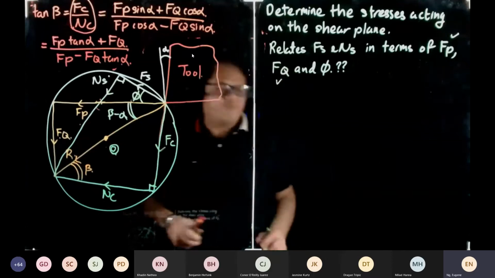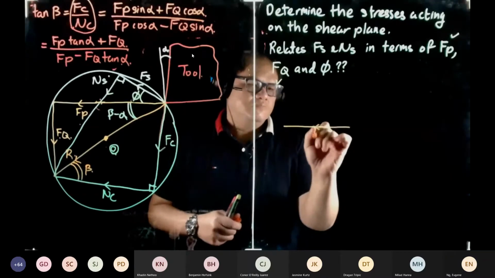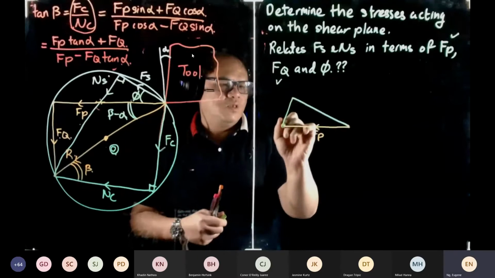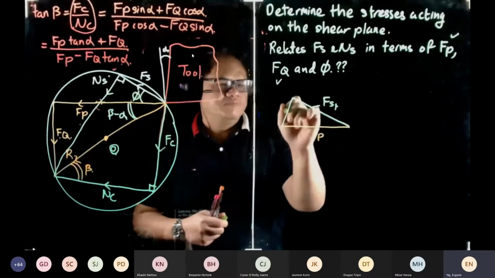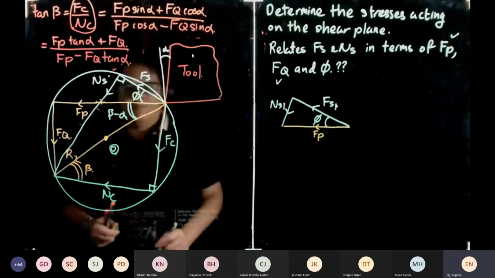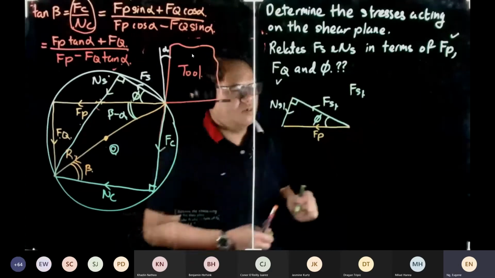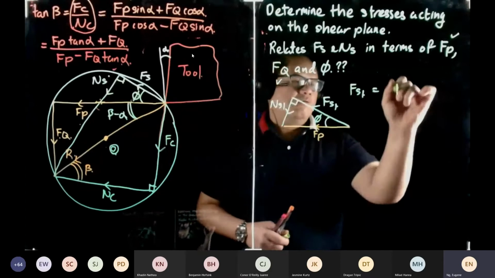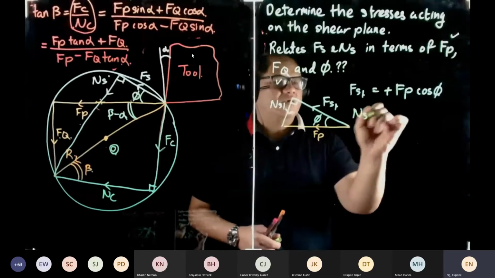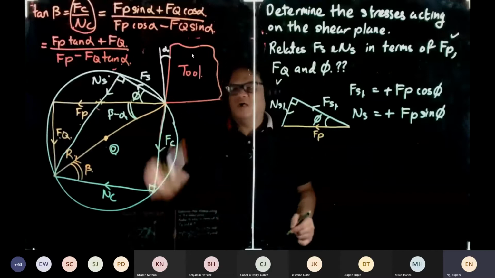Okay. So let's look at Fp. So Fp is again in this direction. Then we have our shear. Okay. So this is our Fs1 and this is our Ns1 and this is affected by our shear angle. Okay. So you can see that Fs1, and this is 90 degrees. Right. So Fs1 is equal to Fp cos phi, right? And we know that this is positive, the direction is the same. And Ns1 is equal to Fp sine phi. It's also positive because it's the same direction as Ns in our diagram.